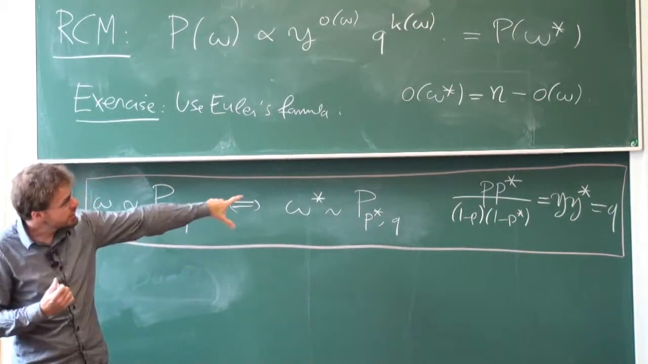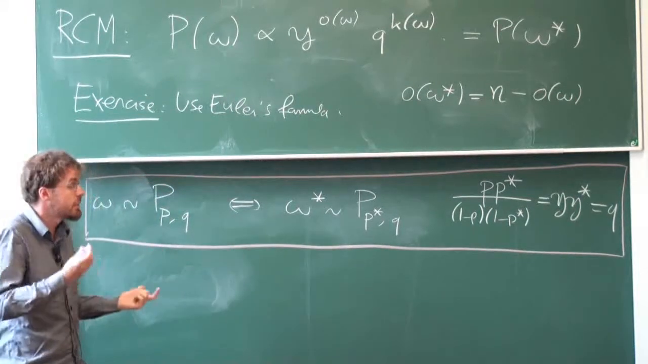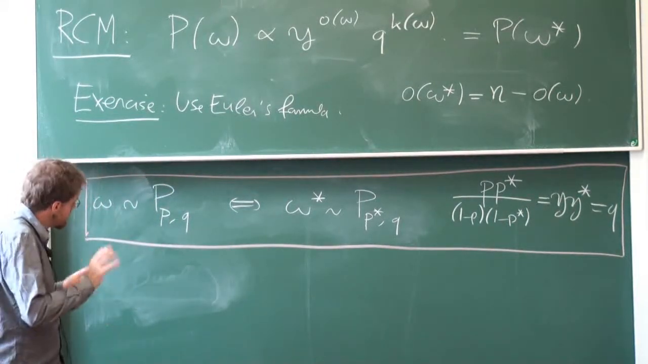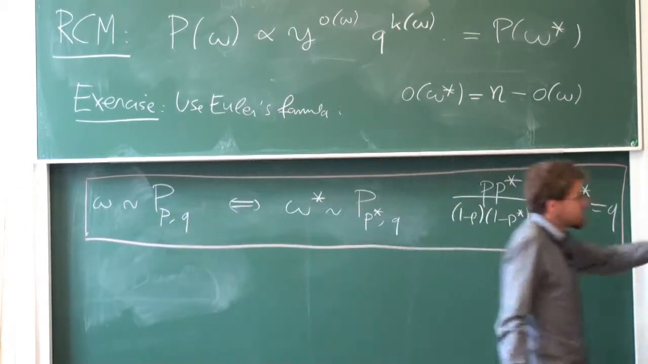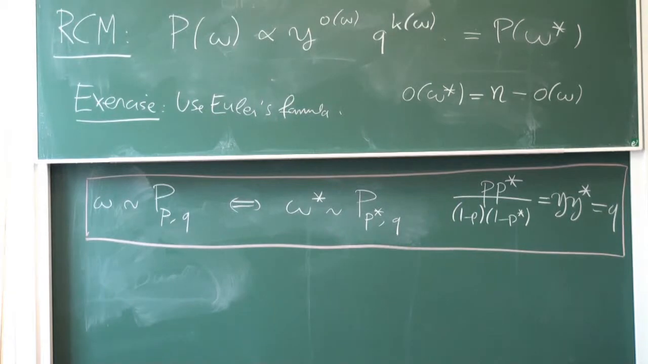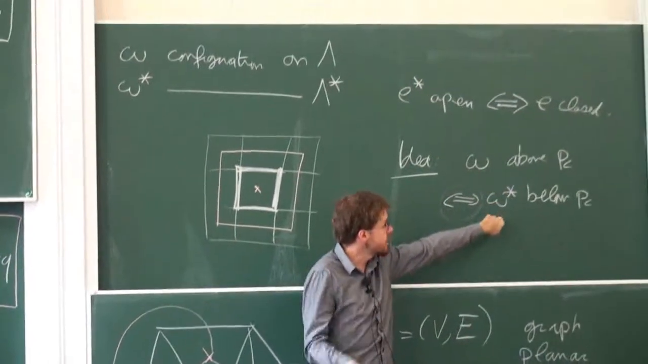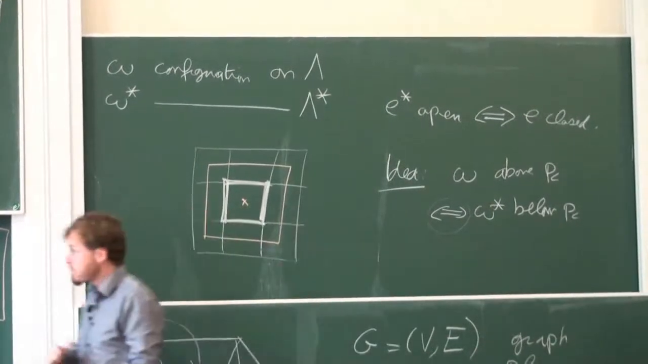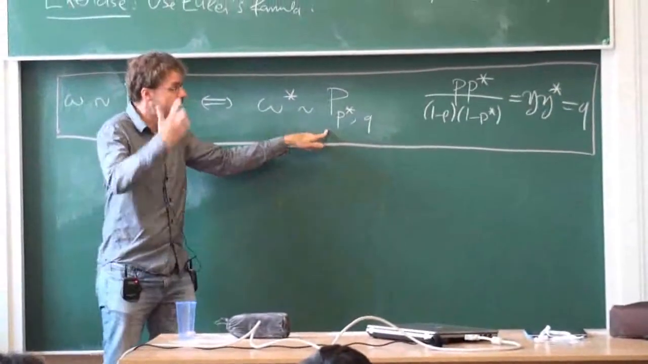So here I'm cheating a little bit, and I will cheat all the way down to this blackboard, and then I will cheat a little bit less. Still a little bit, but not too much. So to come back to the main idea here, we want to say that if omega is above pc, then omega star is below pc, and vice versa. So we want to say that if p is larger than pc, then p star is below pc.